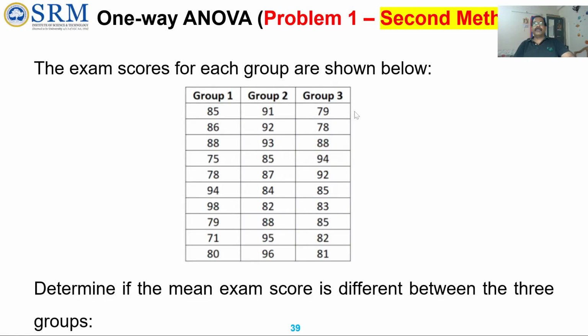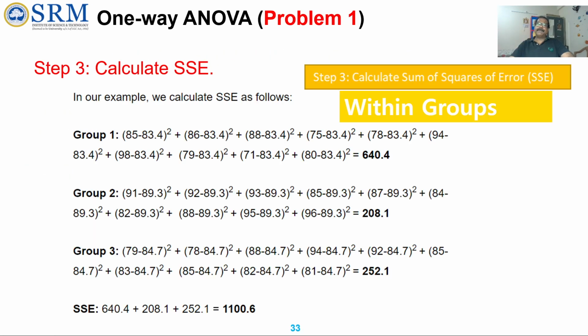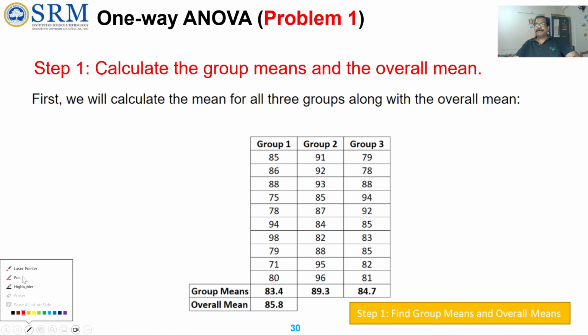Guys, in this video I'm going to discuss method 2 for solving one-way ANOVA. In the previous video we saw method 1 and discussed how to solve the problem for one-way ANOVA. For that, first we need to calculate the group means for each group and the overall mean.